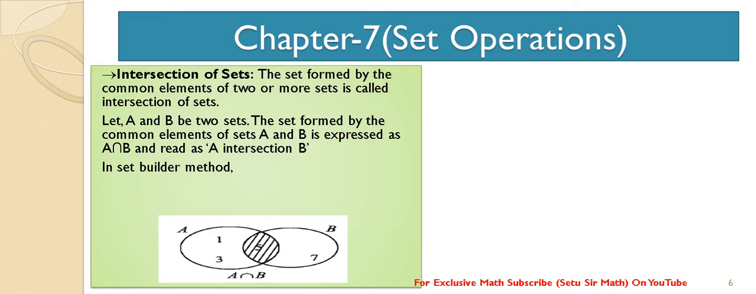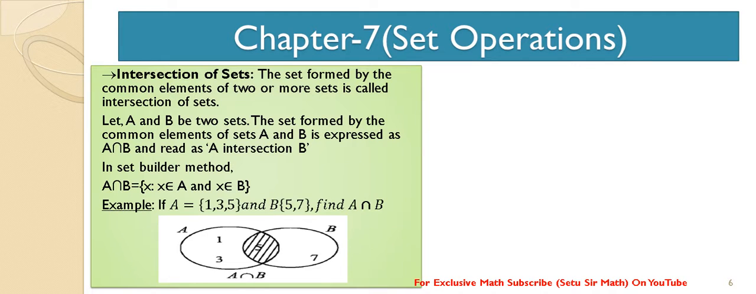And in set builder method, A intersection B equals X such that X is an element of A and X is an element of B. This is the difference from the union of sets. In the union of sets, we wrote X is an element of A or X is an element of B. But in the intersection of sets, we have to write X is an element of A and X is an element of B. Otherwise, everything is okay, because A and B elements are the elements of X.